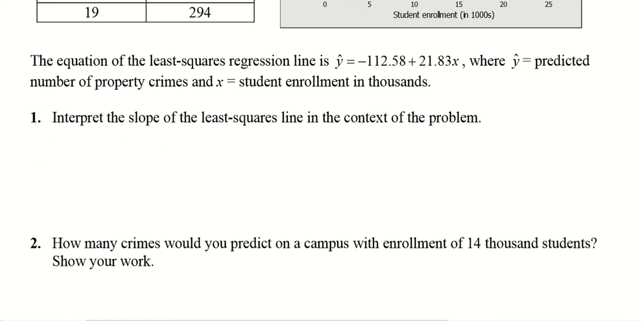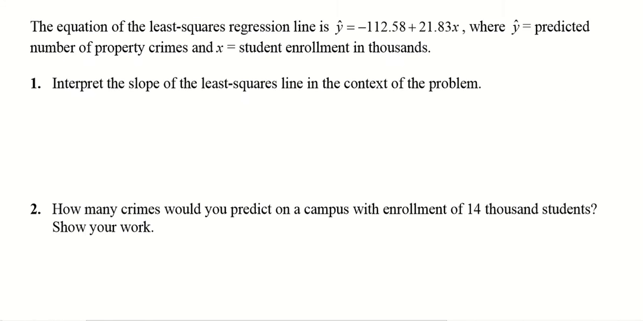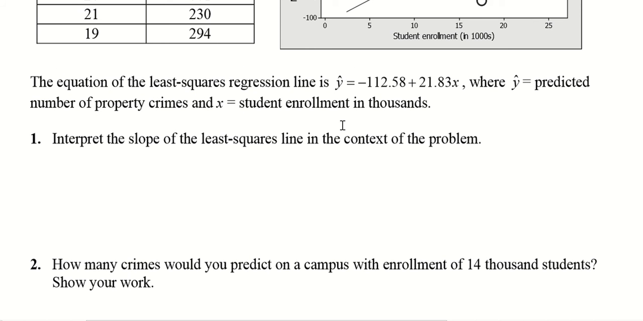So let's take a look at number 2. How many crimes would you predict on campus with enrollment of 14,000 students? Show your work. So they're giving us the 14. That's the x-axis because student enrollment is in the thousands. We're literally going to take 14 and plug it in for x, and we're going to show all of our work, and make a prediction for the number of crimes, okay?